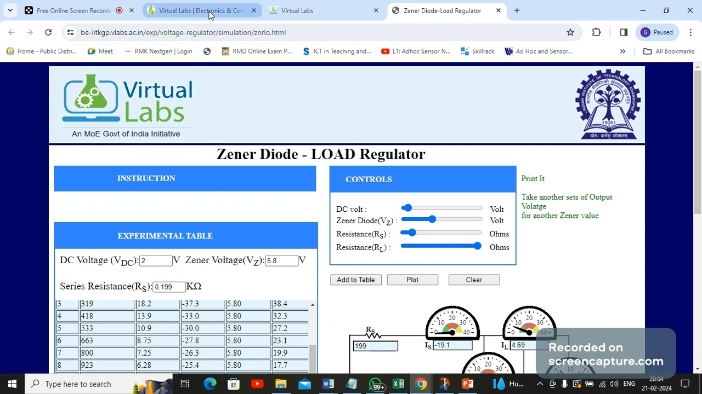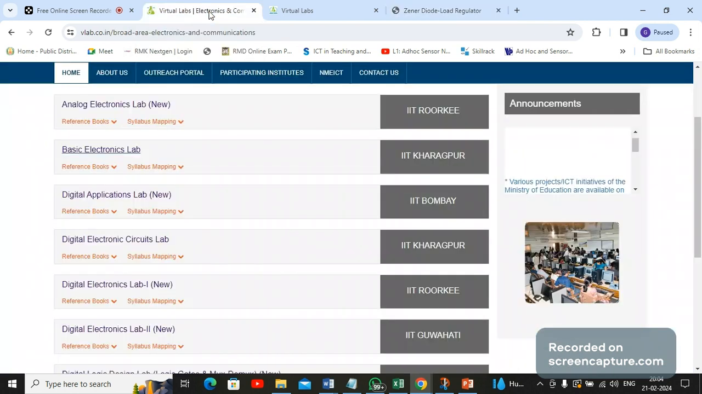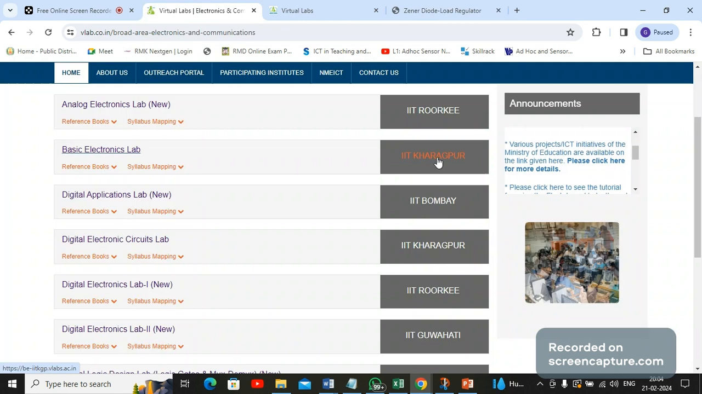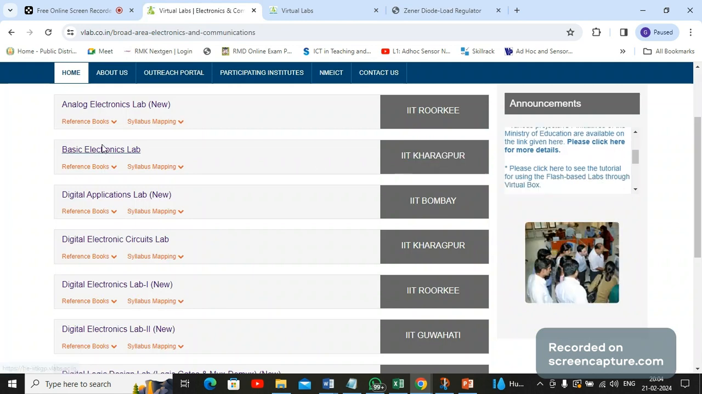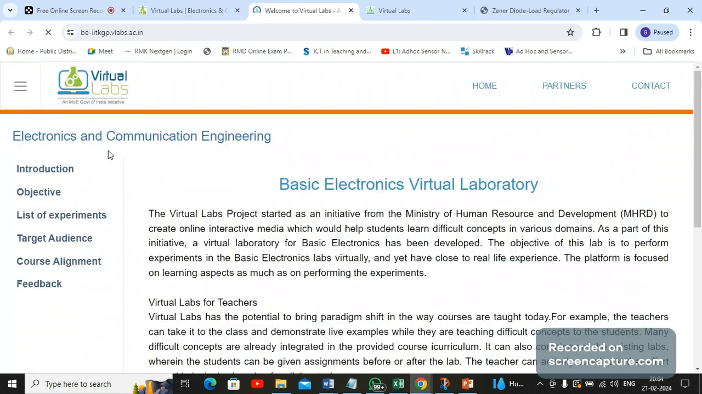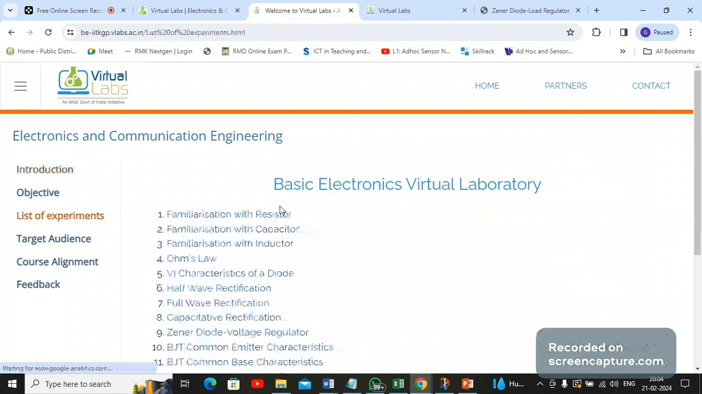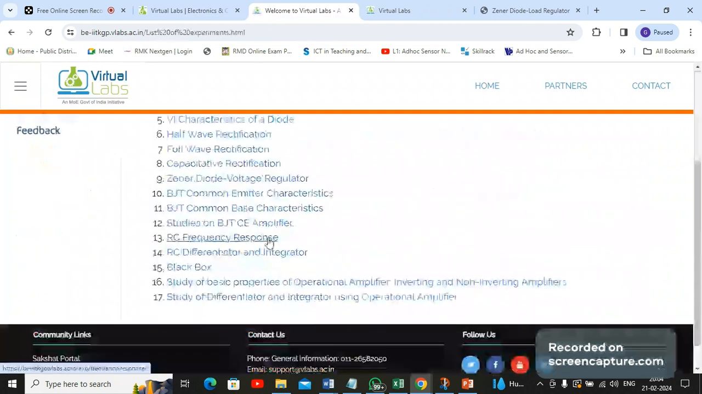Whenever you have ample time, get into this basic electronics lab run by IIT Kharagpur and get exposure to the various experiments listed here. That would be useful for the theory sessions.